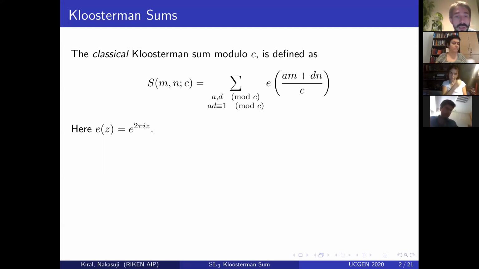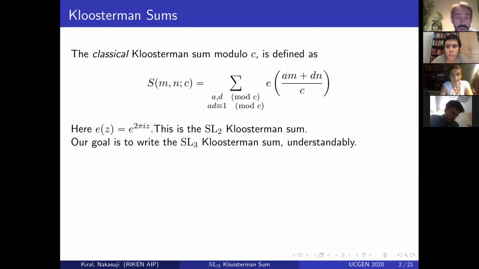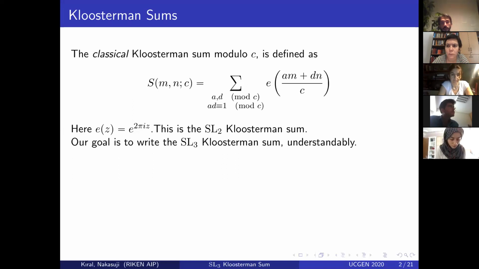So I said I'm going to talk about SL3 Kloosterman sums, and my claim is that this is the SL2 Kloosterman sum. And SL2 is 2 by 2 matrices with determinant 1. And first I have to convince you that this has something to do with matrices. At present, there is nothing that says matrices here. It's a finite exponential sum. And our goal is to write the SL3 Kloosterman sum as understandably as this one. So this is the level we're aiming at, because there's a finite parameter.